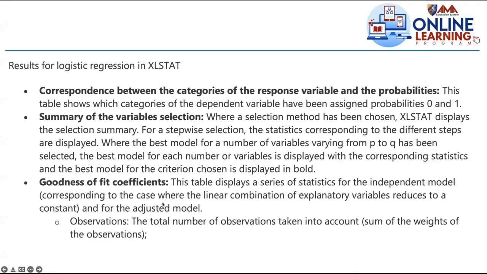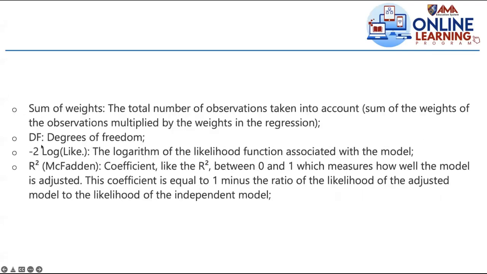Goodness of fit coefficients, we'll see this. Now, the total number of observations will be there. And also this, the sum of weights. Degree of freedom, and this one. This R squared has to do with the coefficient of determination that we discussed in linear regression. Remember, it's just that we use small letter there, the R, the Pearson coefficient of correlation denoted as R. The coefficient of determination denoted as R squared, but just small.